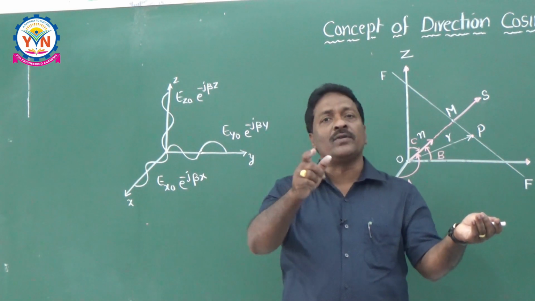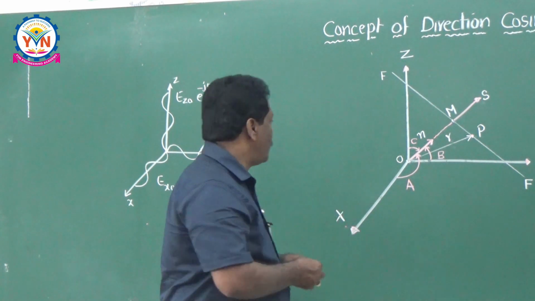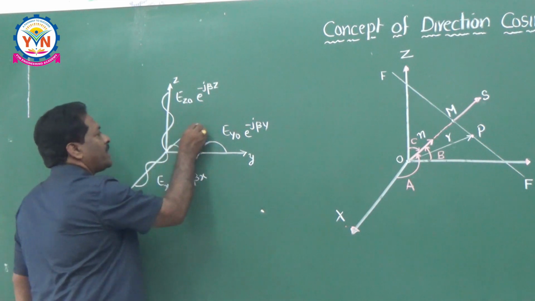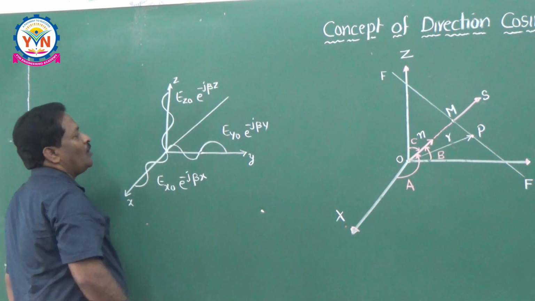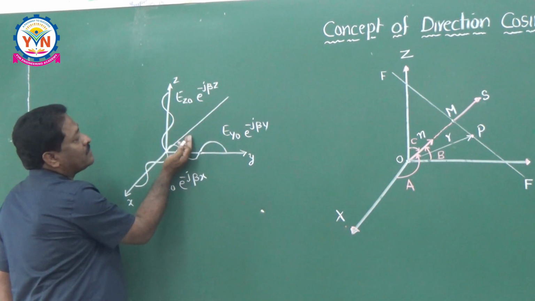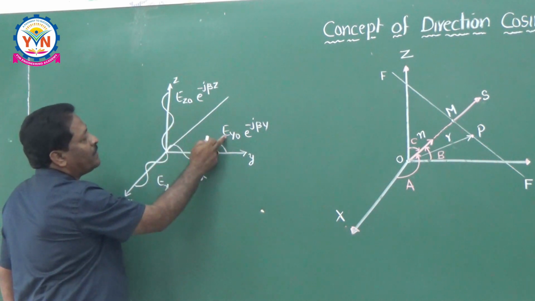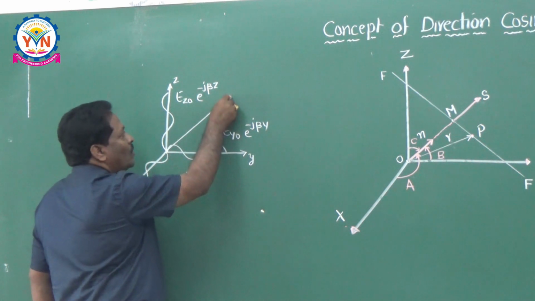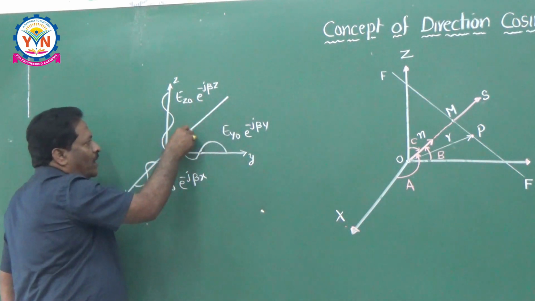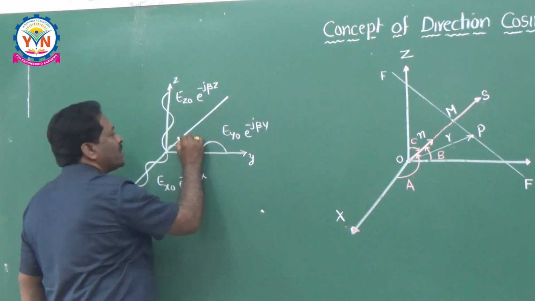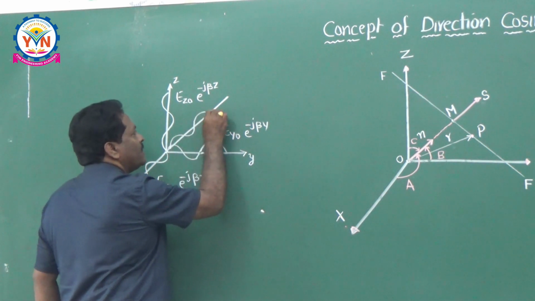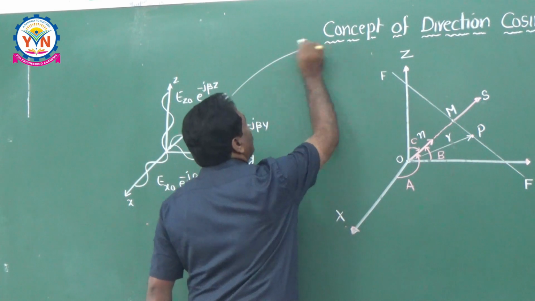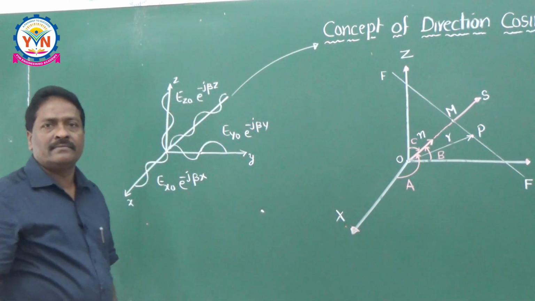So if you want to write this wave equation for any arbitrary direction, let us say this is the arbitrary direction. You may not write this wave equation just by using the simple methods here. We cannot write for this arbitrary direction in the same way. So if you want to write down the equation in this arbitrary direction, then you have to use the concept of direction cosines.